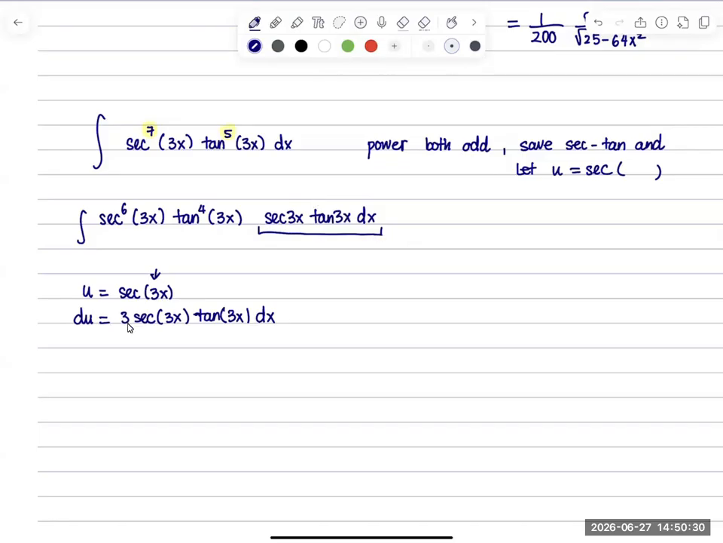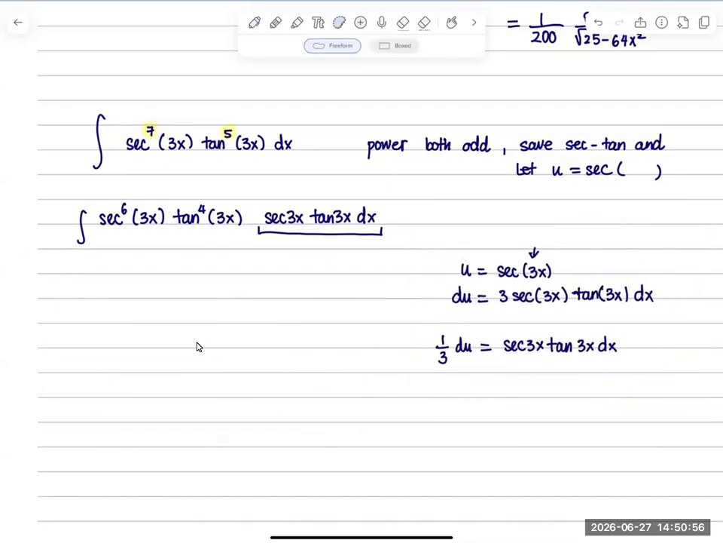Okay, and notice that secant 3x tangent 3x dx is actually the part that we saved. We don't need the 3, so I'm going to divide both sides by 3. So we will have 1/3 du equal to secant 3x tangent 3x dx. This part right here will nicely become 1/3 du. So our integral now, let me go back and substitute that. I'm going to bring the 1/3 to the front, and then that becomes du.